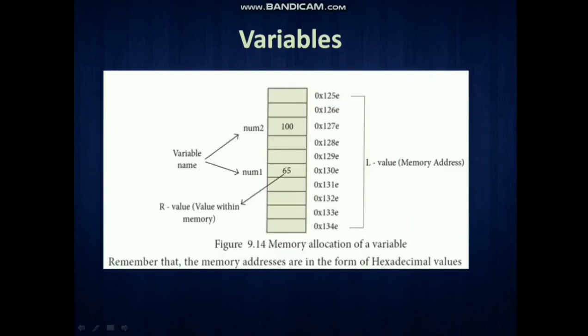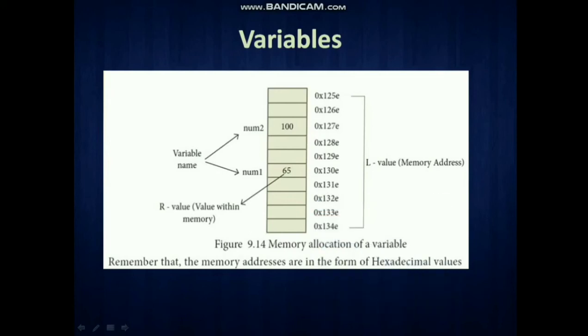See the example they gave. Number1 and number2 are variable names. Number1 is assigned the value 65, and number2 is assigned the value 100. So 65 and 100 are called R values, and they are stored in memory. That memory address is called the L value.